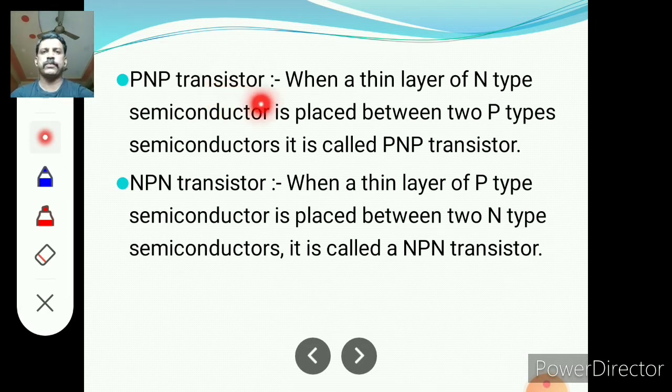Transistors can be classified into two groups. PNP transistor: when a thin layer of N-type semiconductor is placed between two P-type semiconductors, it is called a PNP transistor. NPN transistor: when a thin layer of P-type semiconductor is placed between two N-type semiconductors, it is called an NPN transistor.